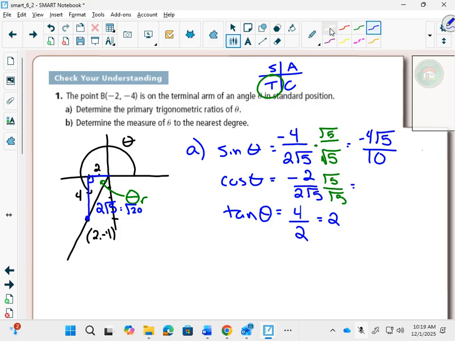And the second one, same thing. I'm going to get -2√5 over 10. Are we done? No, not done yet, because the 4 and the 10 could be simplified to 2 over 5. And the 2 and the 10 could be simplified. There we go.